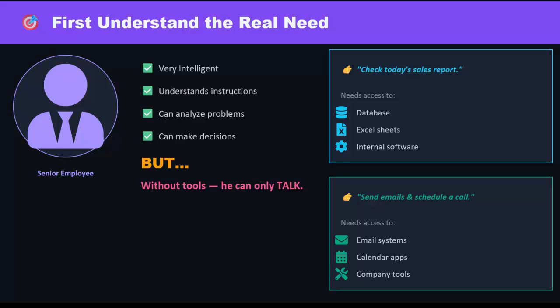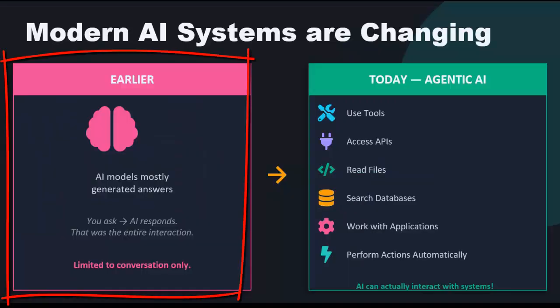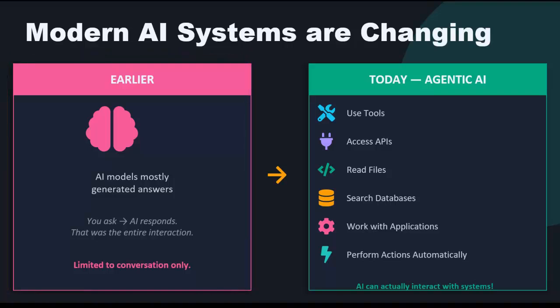So even though the employee is intelligent, without tools, he can mostly only talk. He cannot actually perform actions. Same as earlier AI systems. So earlier AI models mostly generated answers, meaning they could only talk. You ask a question, the AI responds. And that was pretty much the entire interaction. These interactions were limited to text generation only. Employee without tools can only talk, can't perform actions.